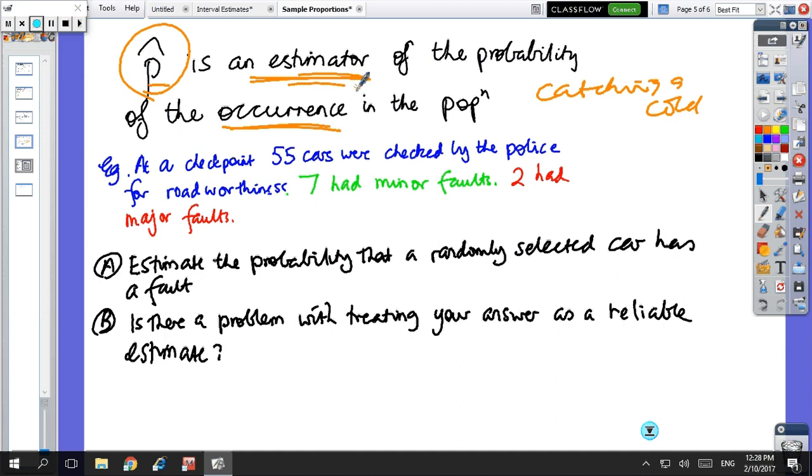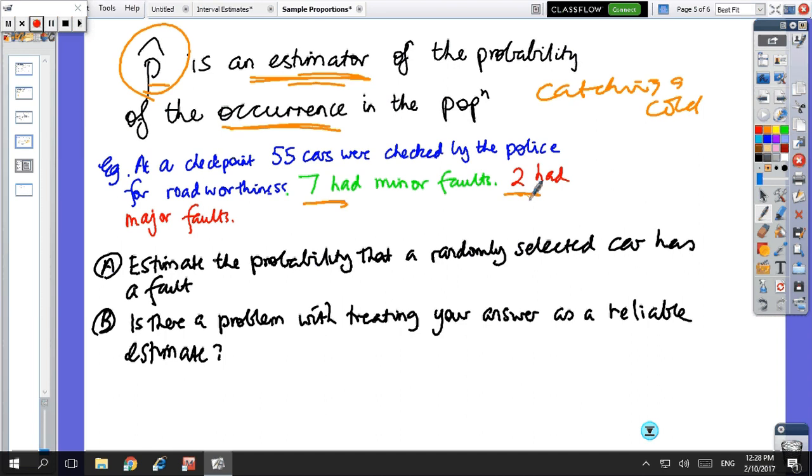Here's another example. At a checkpoint, 55 cars were checked by the police for roadworthiness. 7 had minor defects, 2 had major defects. Question number 1, estimate the probability that a randomly selected car has a fault. And part B is more interesting. What's the trouble with this answer being a reliable estimate? Part B, you probably won't have much of a clue at this stage, but part A you should be able to do.